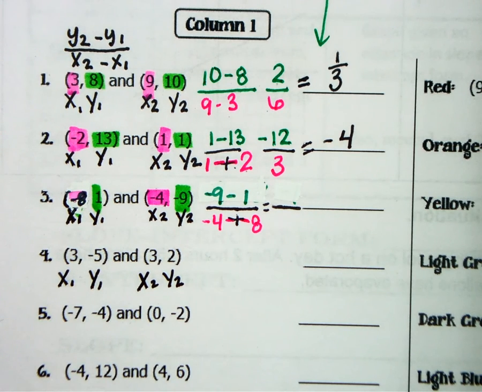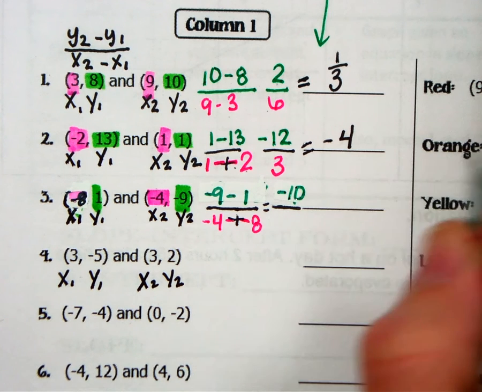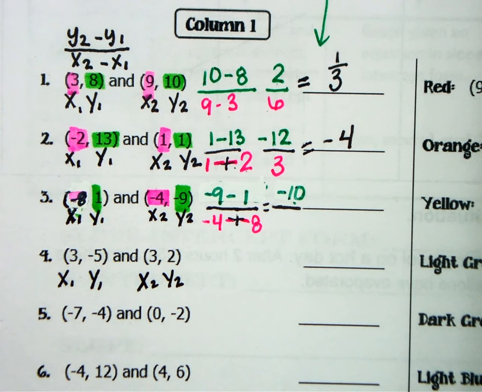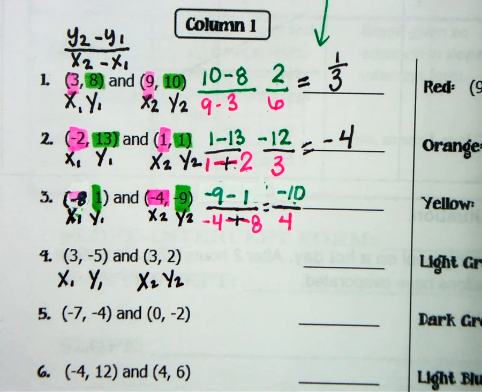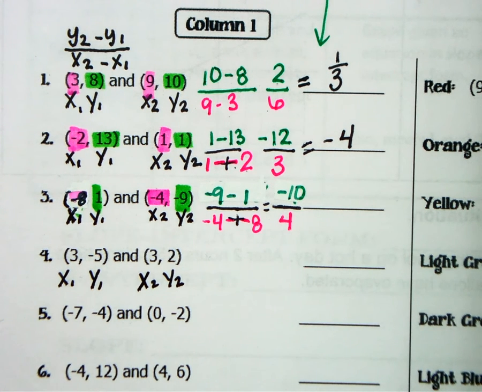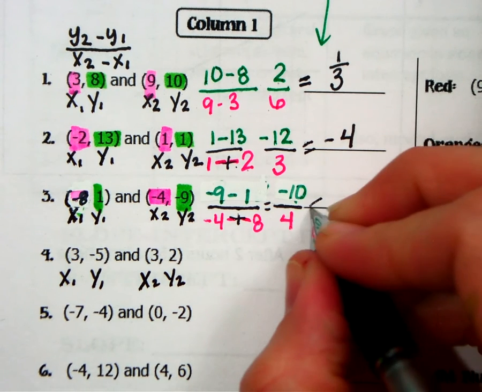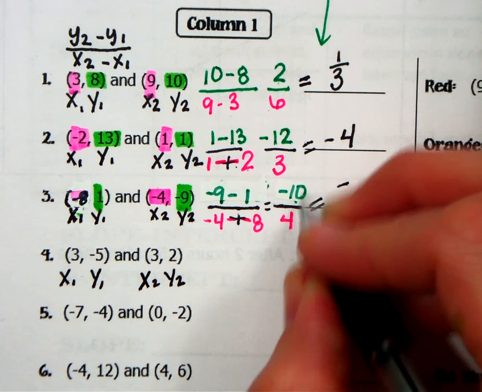If we type into our calculator negative 9 minus 1, we get negative 10. Then negative 4 plus 8 is 4. Now again, in our calculators, we can use that fraction button to reduce. If you remember that, it says n over d. If you type this in as a fraction, it will reduce the fraction for you, so you don't have to know how to do that. We're kind of past that point. So if you need your calculator, use your calculator. And that reduces, dividing both by 2, to negative 5 over 2.